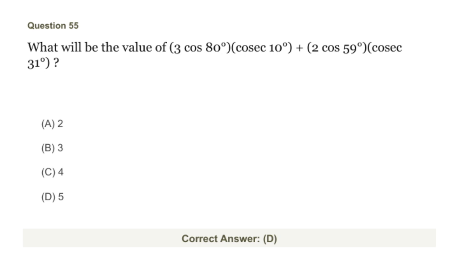When we substitute these into our expression, we see that the terms involve products like sin 10 degrees times 1 over sin 10 degrees, which simplifies nicely. So essentially, the expression boils down to combining constants with these sine functions, leading to simple numerical values. When you work through the calculations, you'll find that the total simplifies neatly to 5. Therefore, the correct answer to this question is 5, which corresponds to option D.